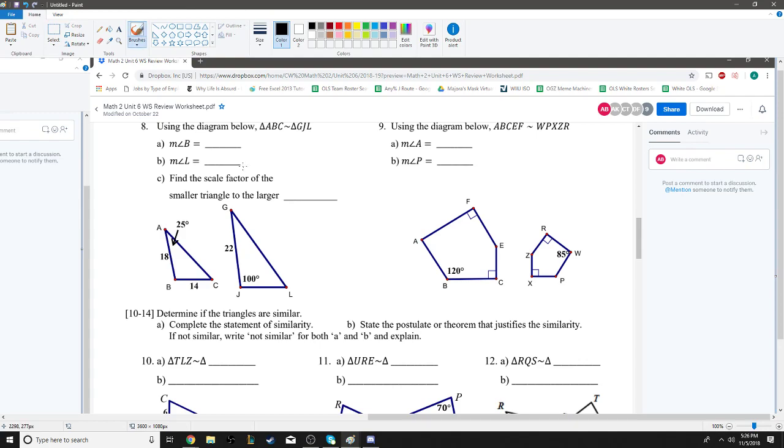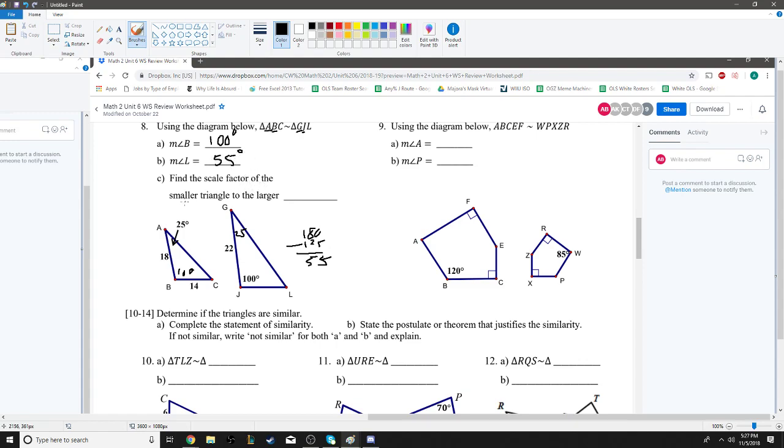So for this next problem, they're telling us that these are similar. So A and G are matched up together. So if A is 25, that means G must be 25. And then it says B and J are together. So if J is 100, that means B is 100. So that's 100 degrees there. And we're missing a third angle in the triangle. Well, we know that all the angles must add to 180. So 180 minus 125 comes out to 55. That's angle L, 55 degrees.